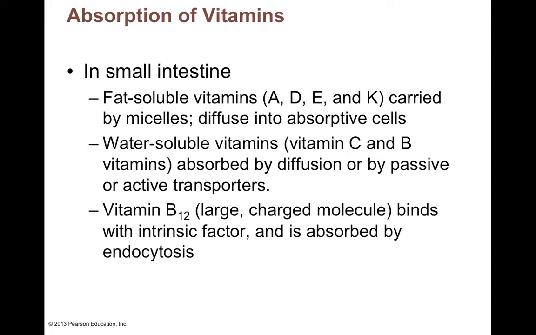Vitamin B12 is absorbed by intrinsic factor. Intrinsic factor is a glycoprotein made by your stomach. Vitamin B12 binds with it, and then you absorb both together. So you've got to have this complex to absorb vitamin B12. If it's necessary for proper nerve function, how important do you think that is for your body?